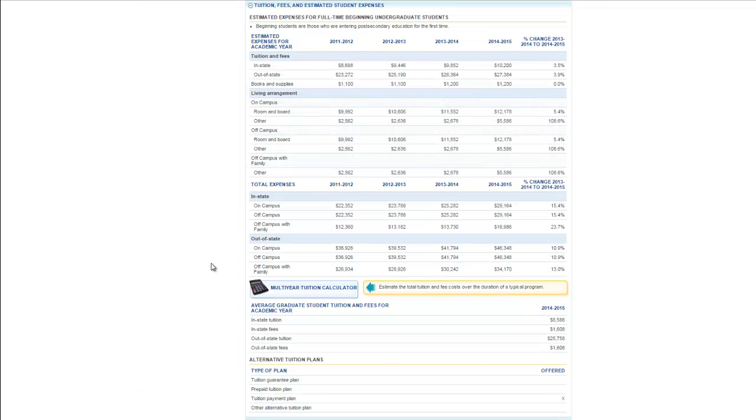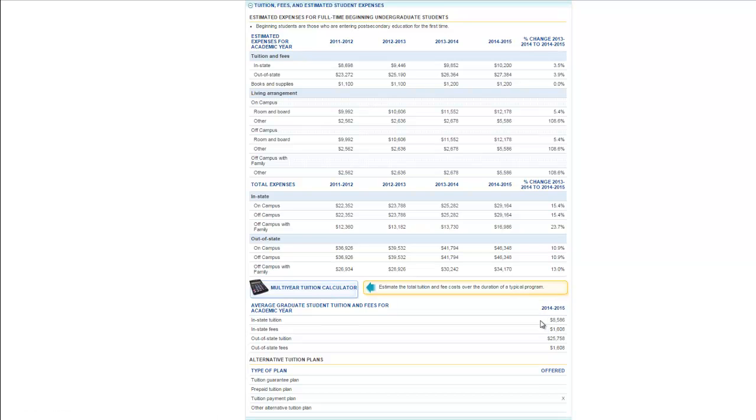When you click on tuition and fees, this is where you get your first real look at what you might pay. So you've got tuition and fees in-state and out-of-state, and what you might pay for books and supplies. As you can see, in Alabama, it continues to go up. How much room and board you can expect to pay if you're going to live on or off campus, and then your total expenses. So you've got this multi-year tuition calculator. That's helpful if you want to go ahead and figure it all out.